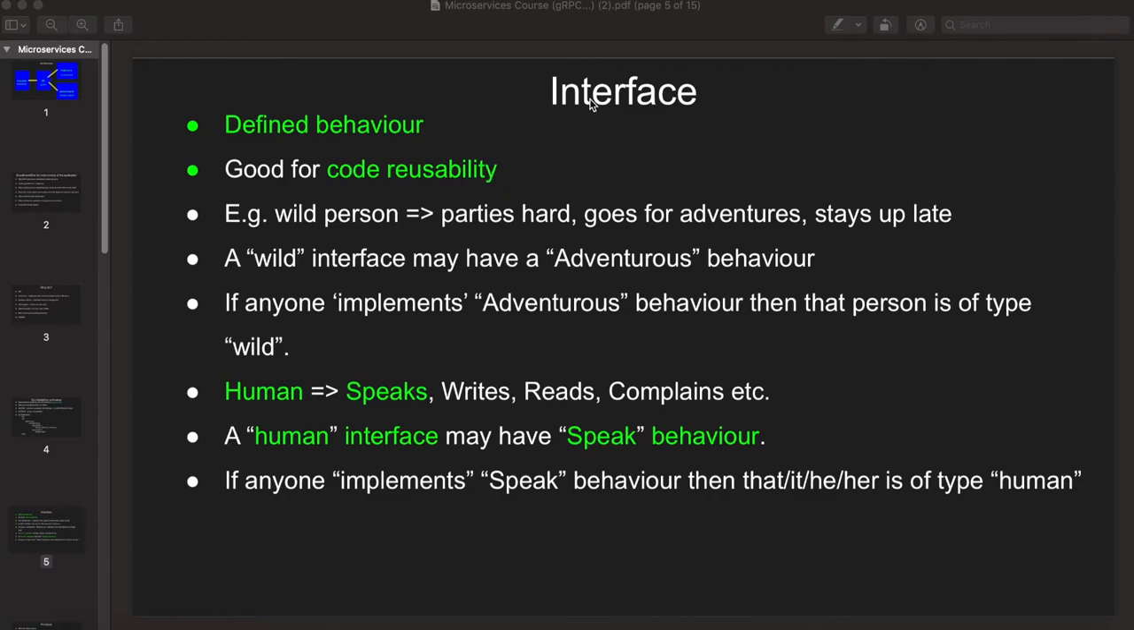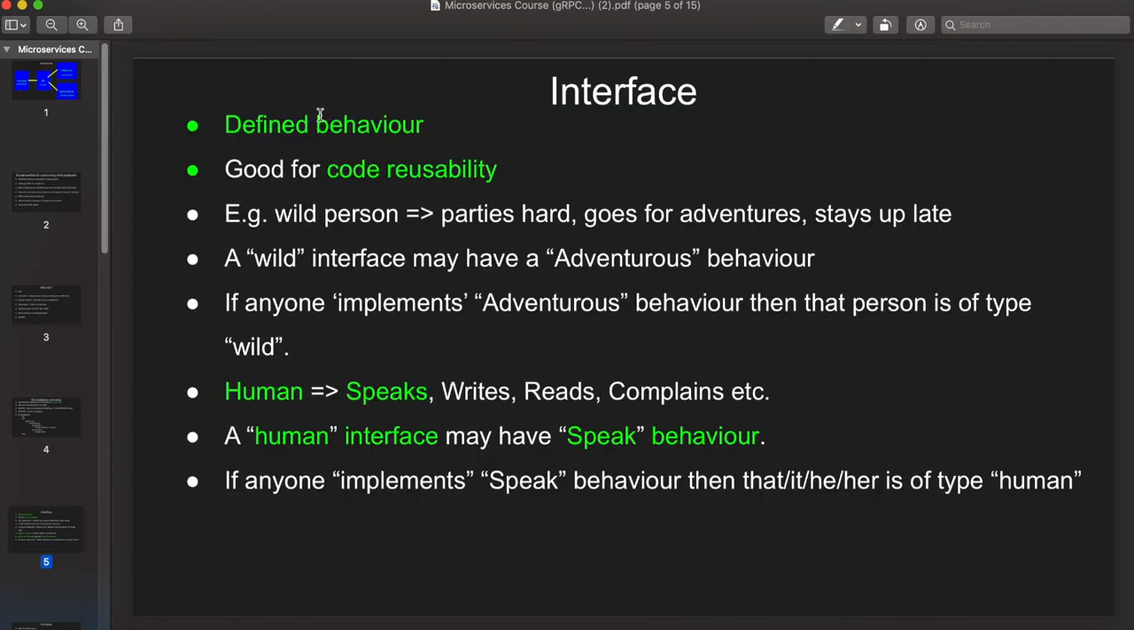So to give an overall idea about what an interface is, it's a defined behavior. If any behavior you can define it easily, then that can be considered as an interface. And it's good for code reusability.